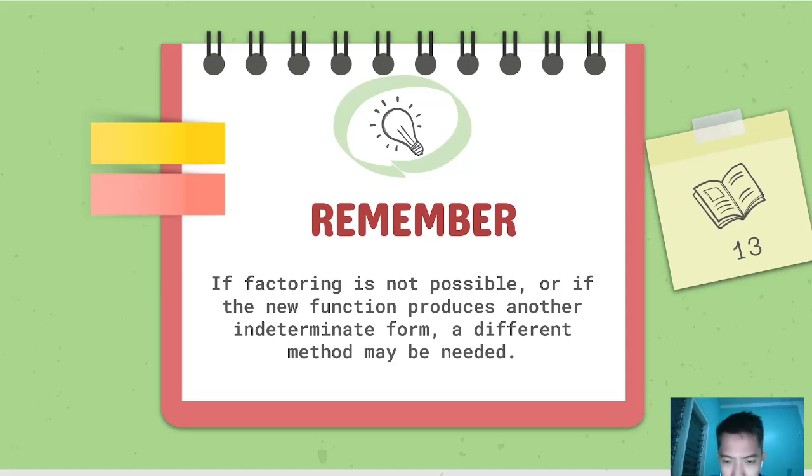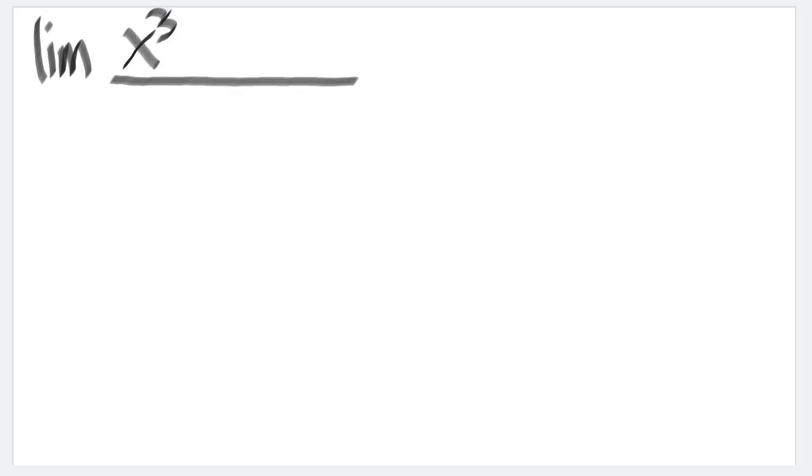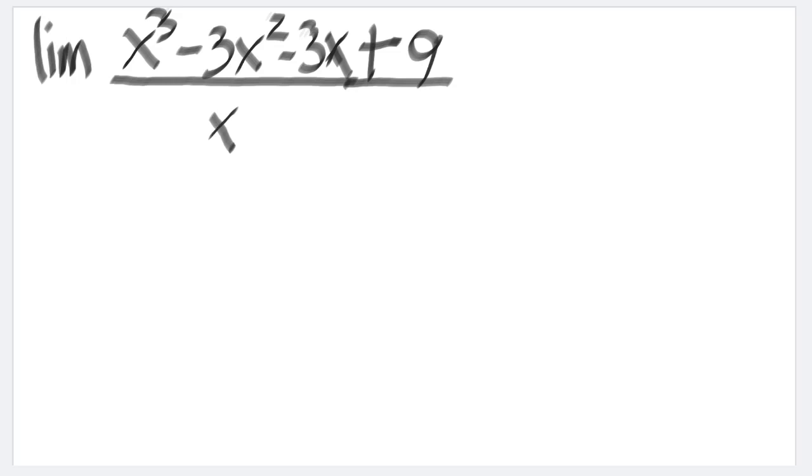Let us have this example. Example, we will evaluate the limit of x cubed minus 3x squared minus 3x plus 9 all over x squared minus 9 as x approaches 3.